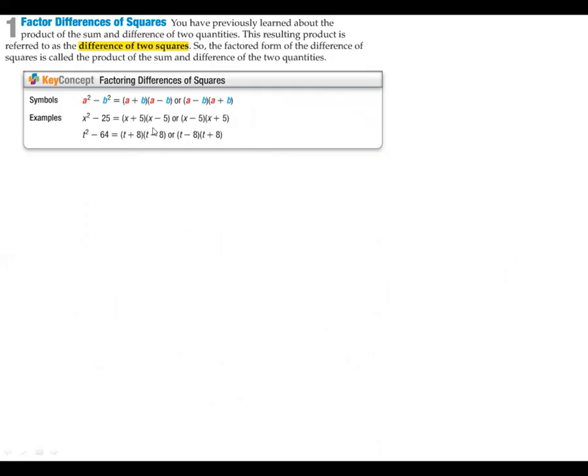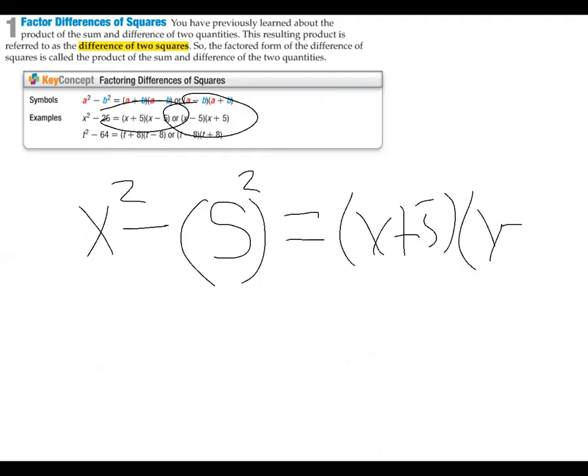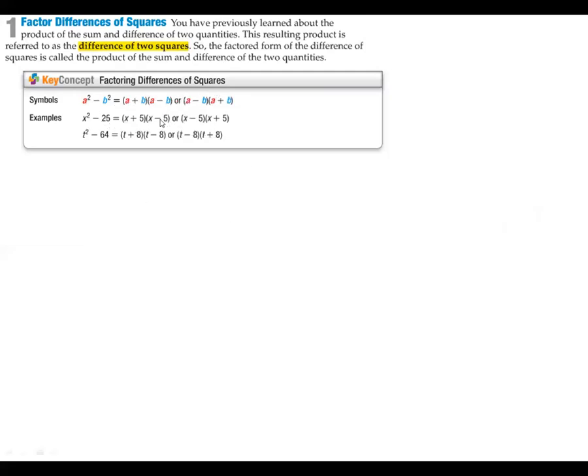Now, you don't have to put both ways, okay, unless they specifically ask you to. If for the first one, x squared minus 25, you could think of that as x squared minus 5 squared, and so it factors into x plus 5 times x minus 5. Or, like it says, you could write x minus 5 times x plus 5. Okay, all right, so let's factor this one.